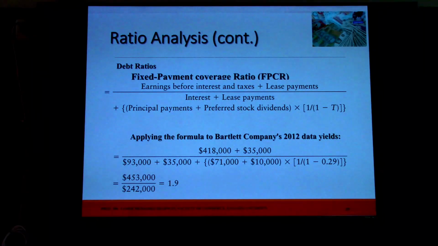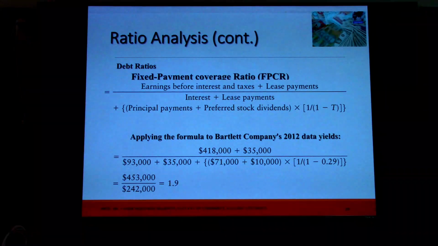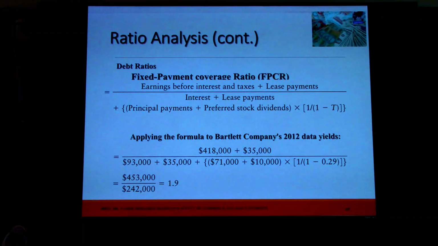What is the meaning of 1.9? This is the most important. This means that the earnings before interest and taxes, صافي الربح قبل الفائدة والضريبة, plus lease payment, is able to cover the fixed payments about 2 times.